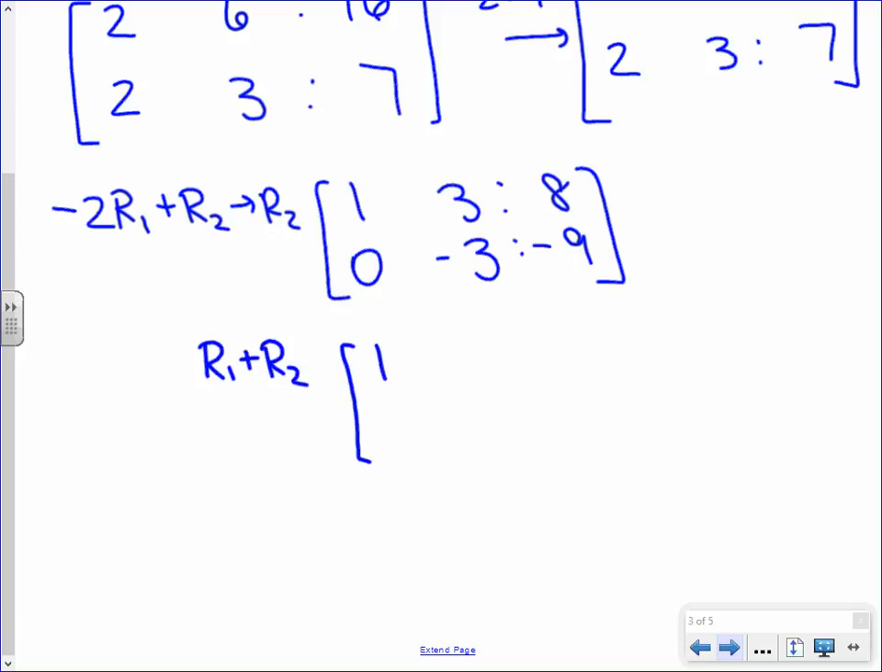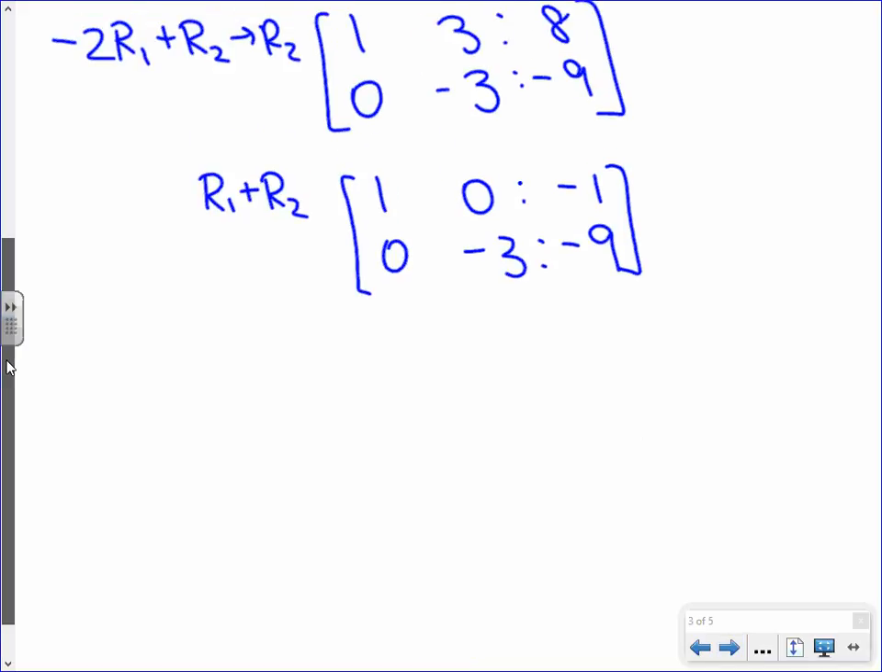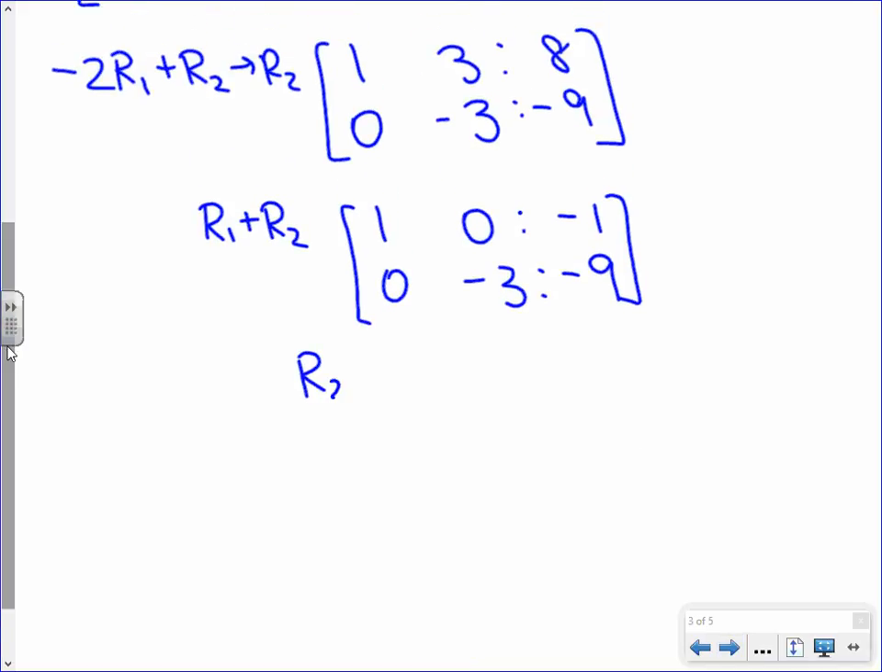0 plus 1 is 1. Negative 3 plus 3 is 0. And then negative 9 plus 8 is negative 1. And then to get that last row to be 0, 1, we can take row 2 and multiply it by negative 1/3.